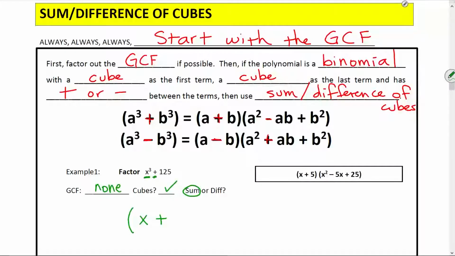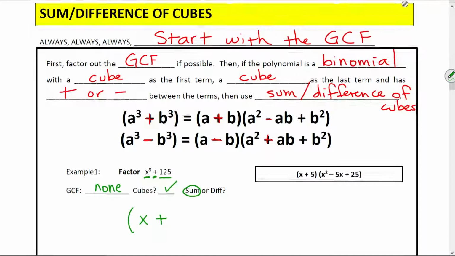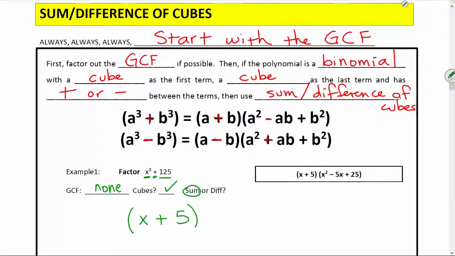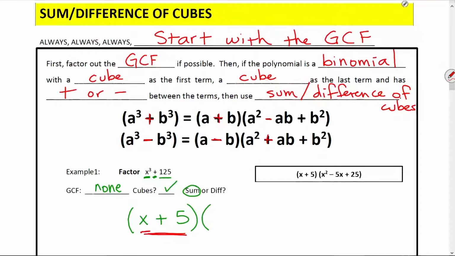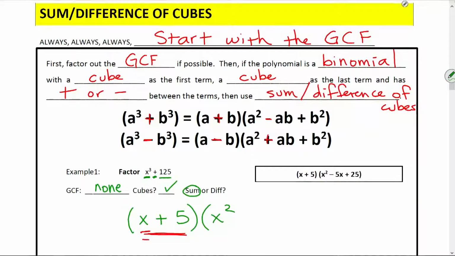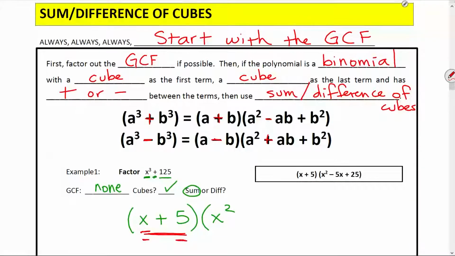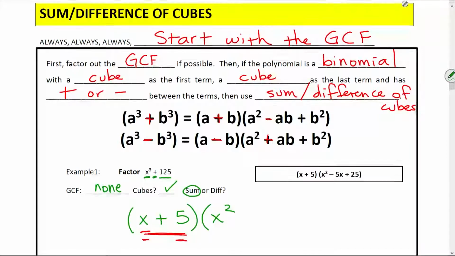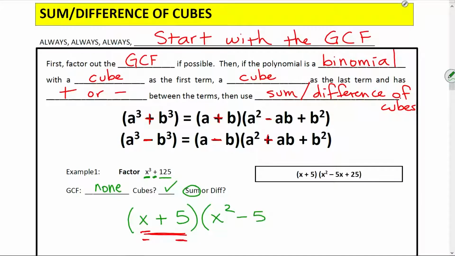Okay, and then what cubed is 125? And the answer is 5. Okay, and then I keep my eye on this as I move forward to do this other trinomial. So I do this thing squared, x squared. I do this times this, so x times 5, change the sign. So x times 5 is 5x, but I change the sign and get a minus 5x.